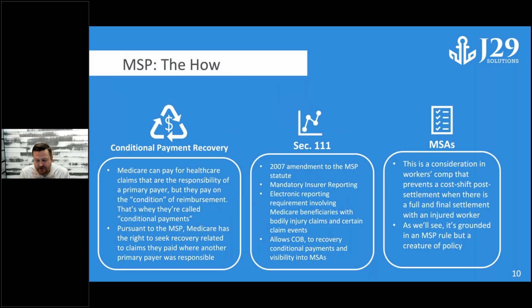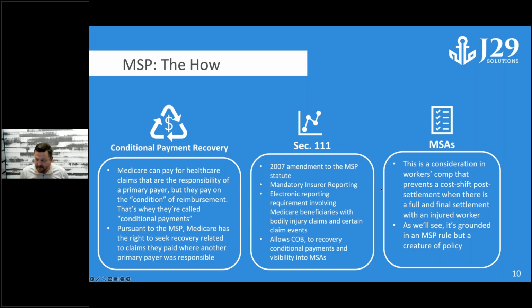The how. So there are three primary components to Medicare Secondary Payer, and one in particular that we talk about the most, the MSA, is actually a creature of policy. The first goes in line with what the Medicare Secondary Payer statute says. It's like, hey, we're not going to pay if there's another primary payer who's responsible to pay. But if Medicare happens to make a payment, Medicare always makes payment on the condition that it's reimbursed should responsibility be demonstrated.